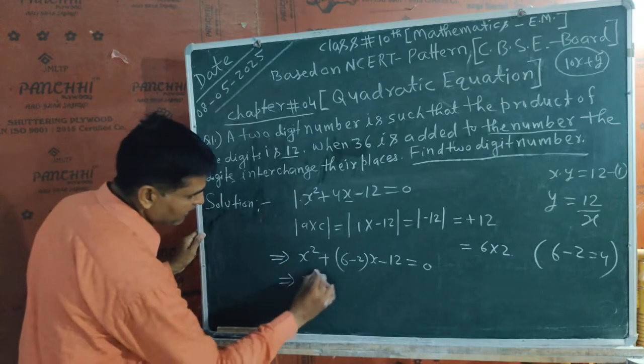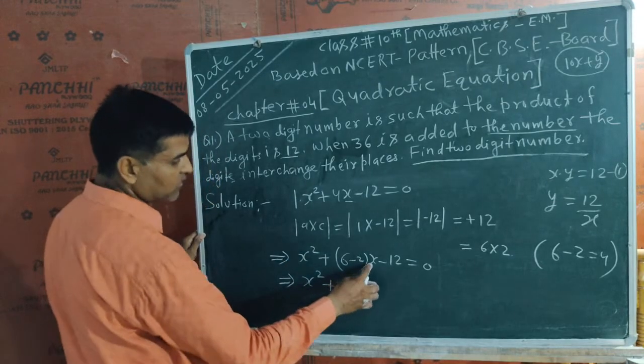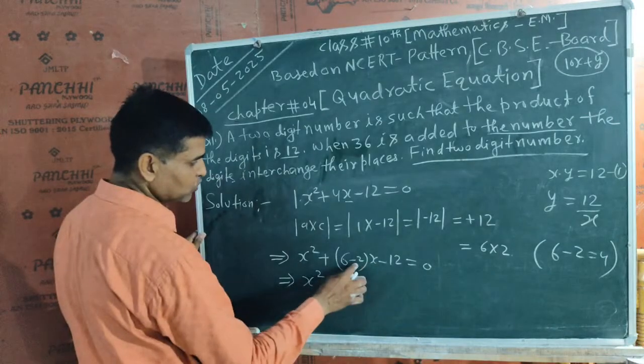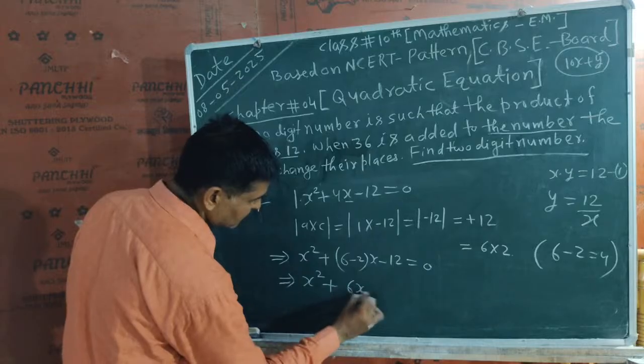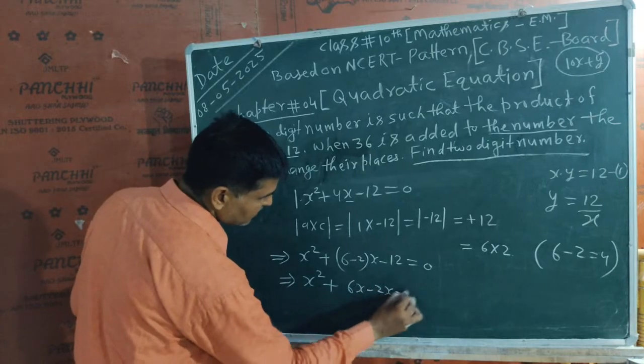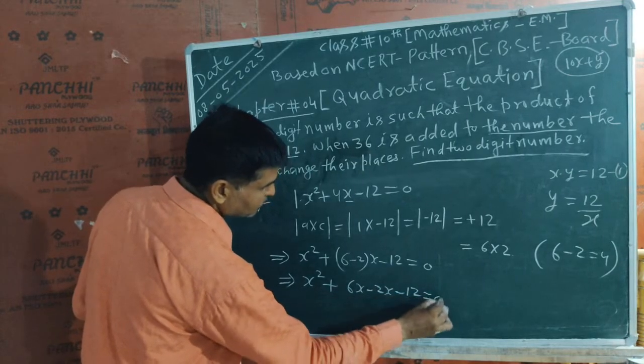Here I have to write x square. Now x is multiplied with 6 and x is also multiplied with 2. After multiplication we have to write 6x minus 2x minus 12 which is equal to 0.